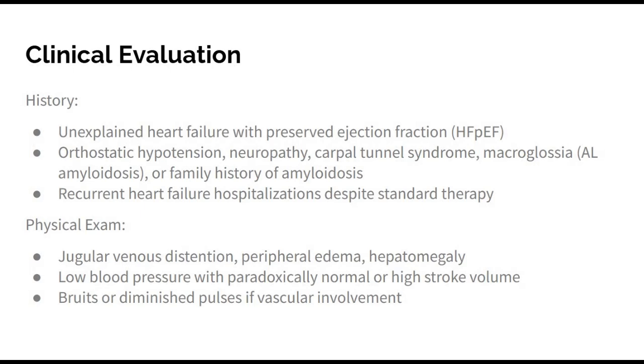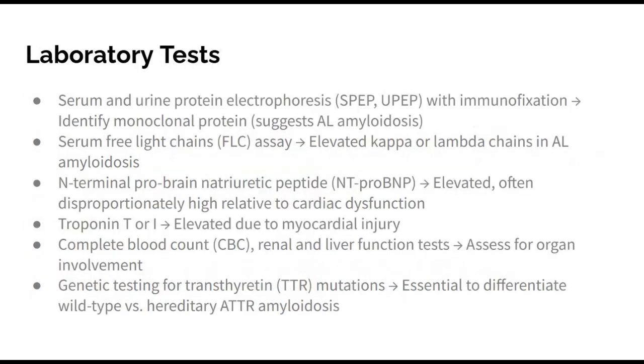On physical exam, look for jugular venous distension, peripheral edema, and hepatomegaly. Low blood pressure despite a normal or high stroke volume, indicating restrictive cardiomyopathy. Bruits or diminished pulses, suggestive of vascular involvement.